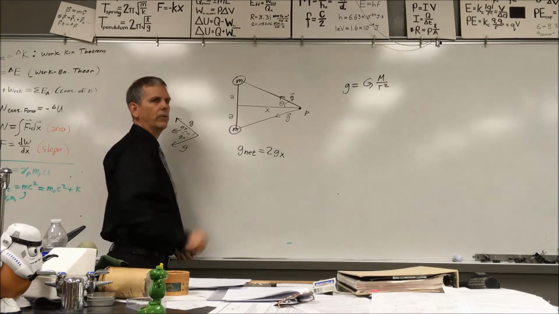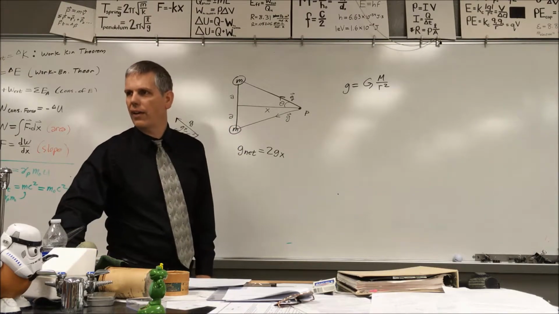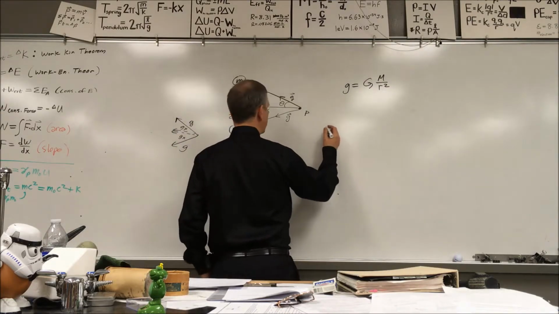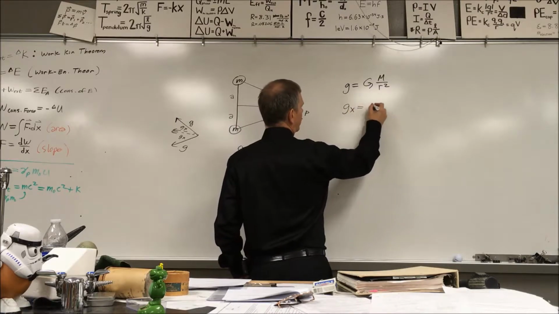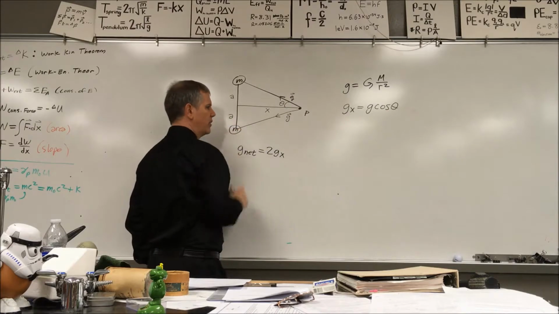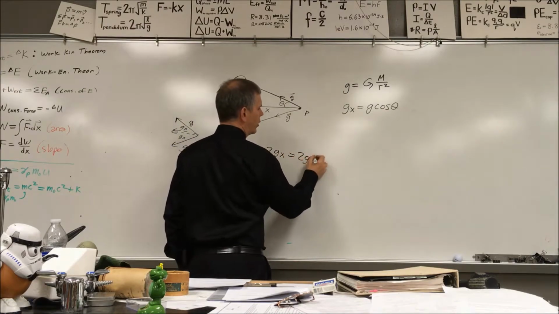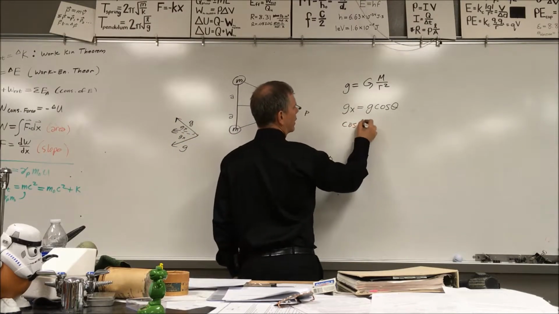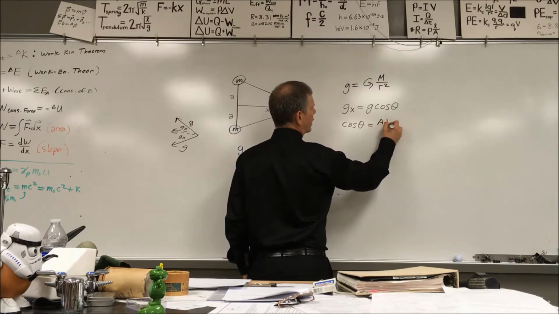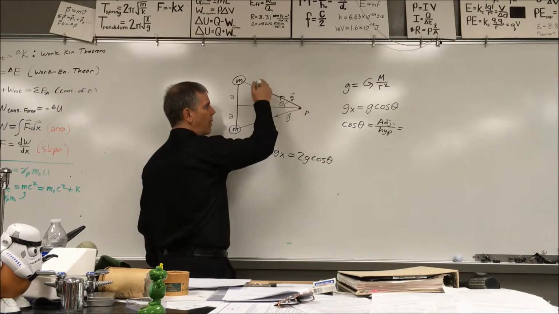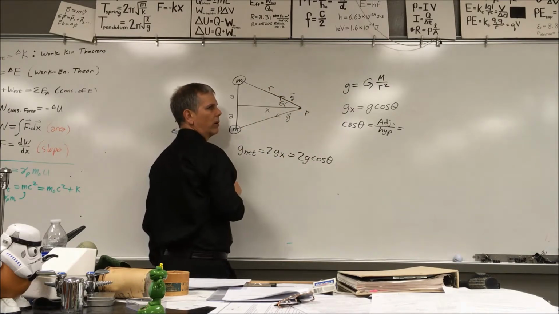Well, shoot, we do not have an angle. You're right, so we're going to define it. We know that gx equals g cosine of theta because it's adjacent. So now we have 2g cosine theta. And from this, we know that cosine of theta equals adjacent over hypotenuse. The adjacent for our triangle would be x, and the hypotenuse would be r.